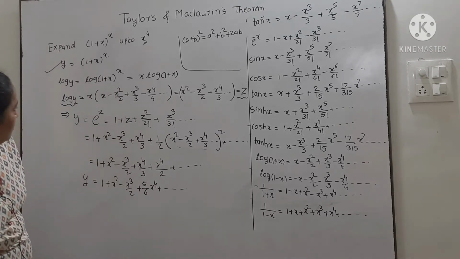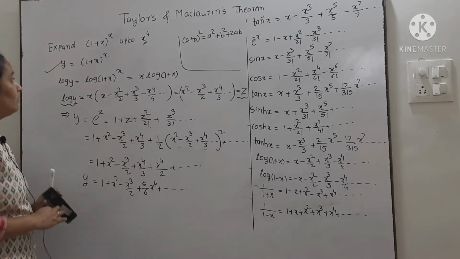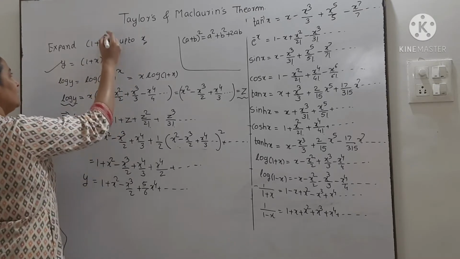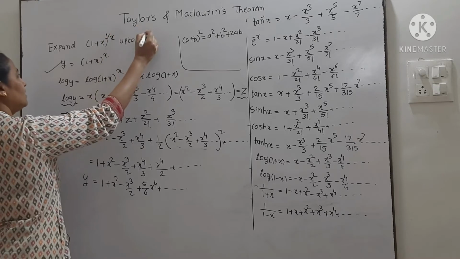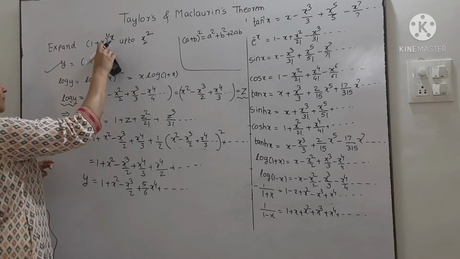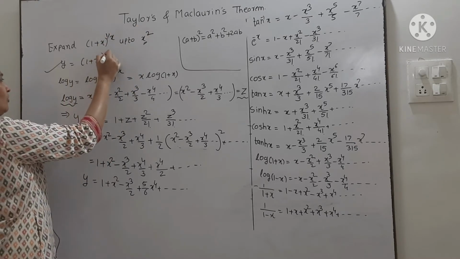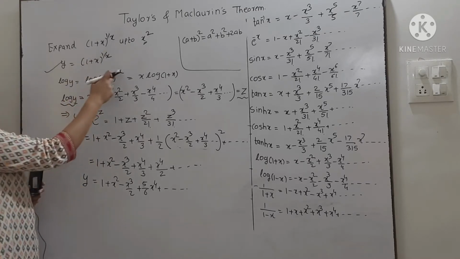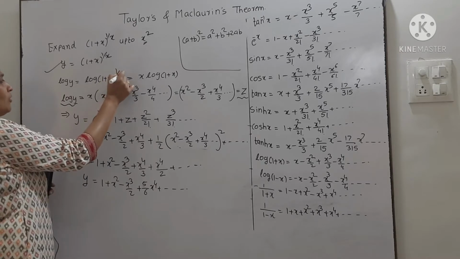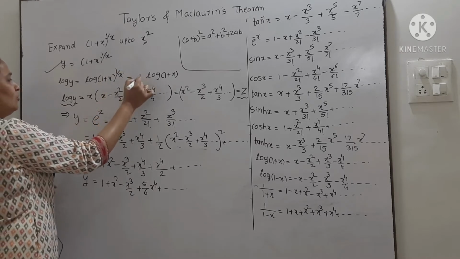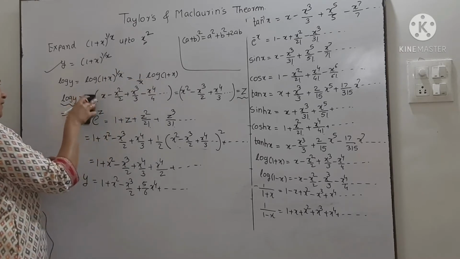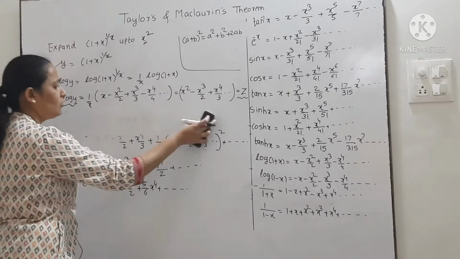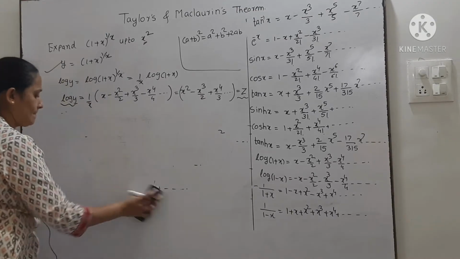Now, if I will take one more example, say we want to expand 1 plus x raised to 1 by x up to x square. If I assume this is equal to y, take log on both sides. This will be raised to 1 upon x. So, it is into 1 upon x. Multiply by 1 upon x. Now, from this the problem will be changing.